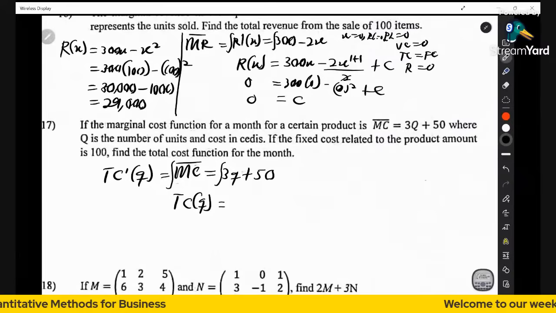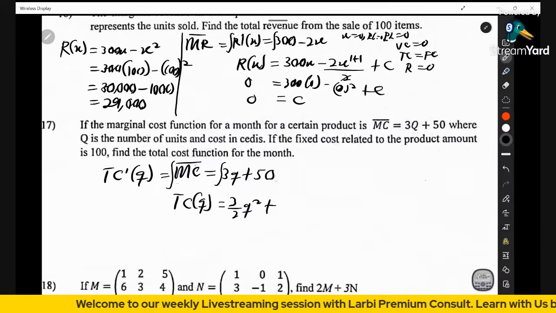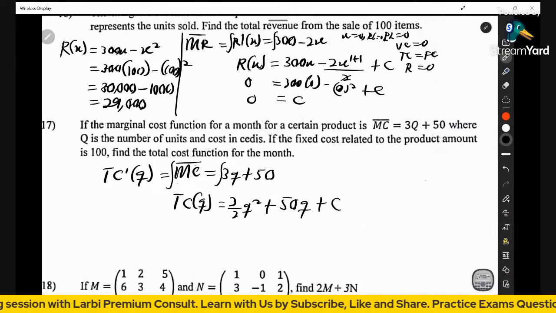So here, I'll add 1 to the power, making it 2. So that becomes 3 over 2 q square. Now to the 50, I'll attach q. So that becomes 50q. And because this is an indefinite integral, we introduce a constant, say c.